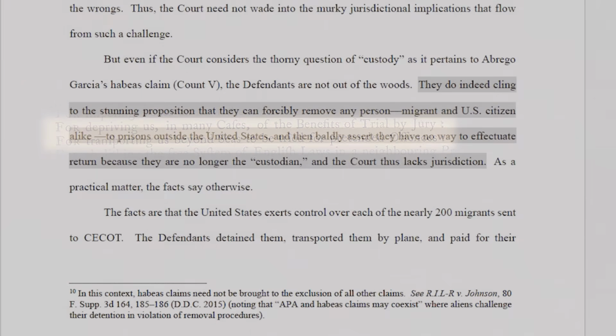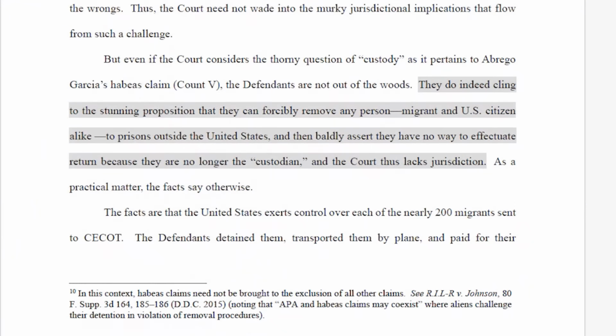And that is what this smacks of right here with this whole habeas corpus thing. And the fact that Kristi Noem doesn't even know what it is.